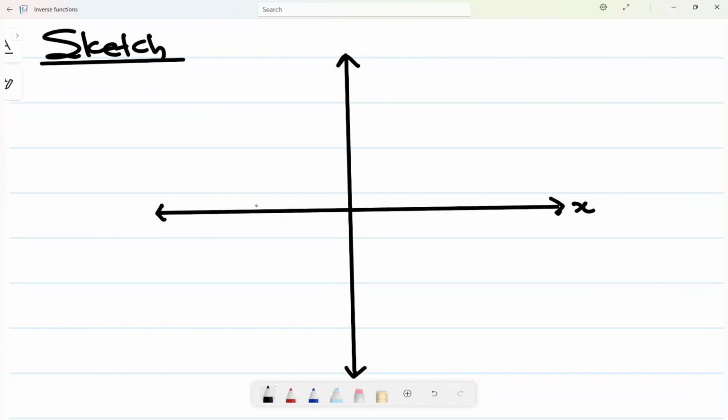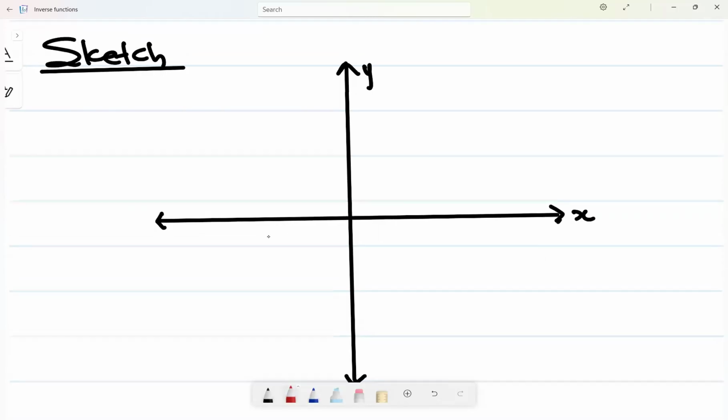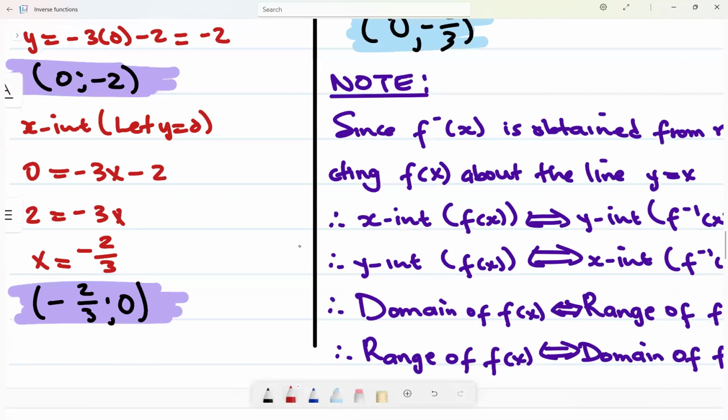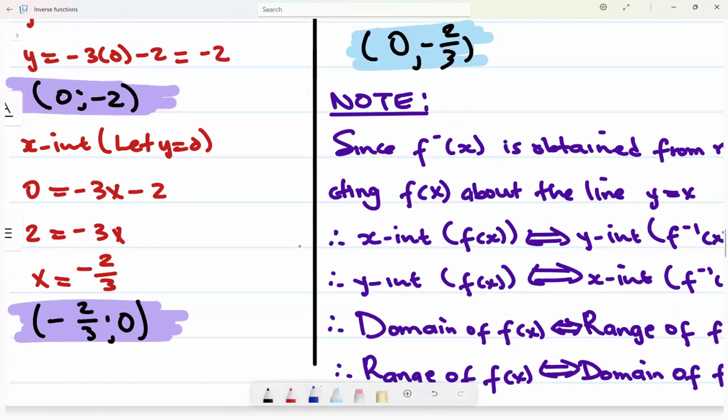Okay, X, Y. So now let's start with the graph of F. I'm going to draw it in red. Then for the graph, we only need 2 points. The x-intercept. Remember, this is the x-intercept. So this is the y-intercept. This is the x-intercept.